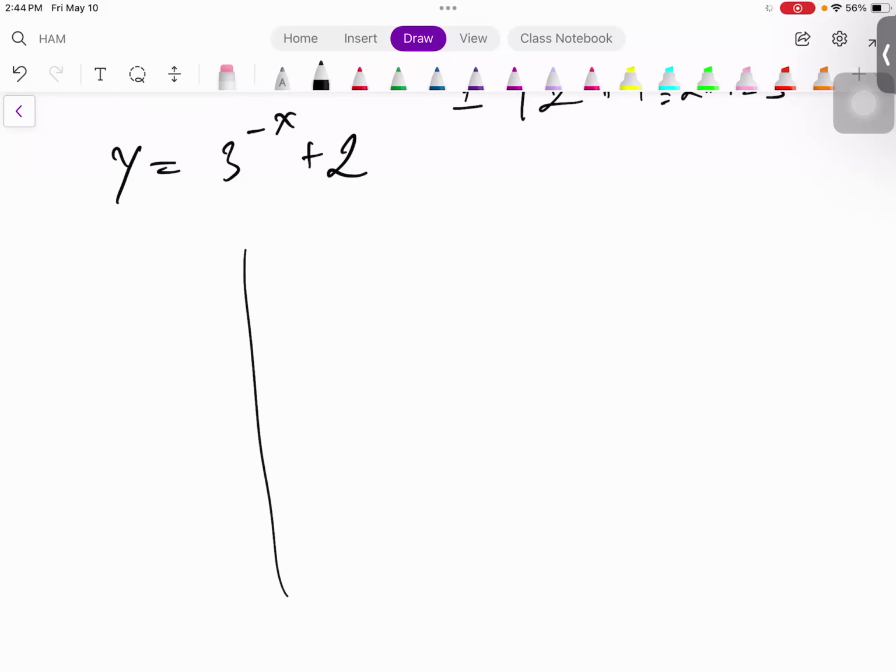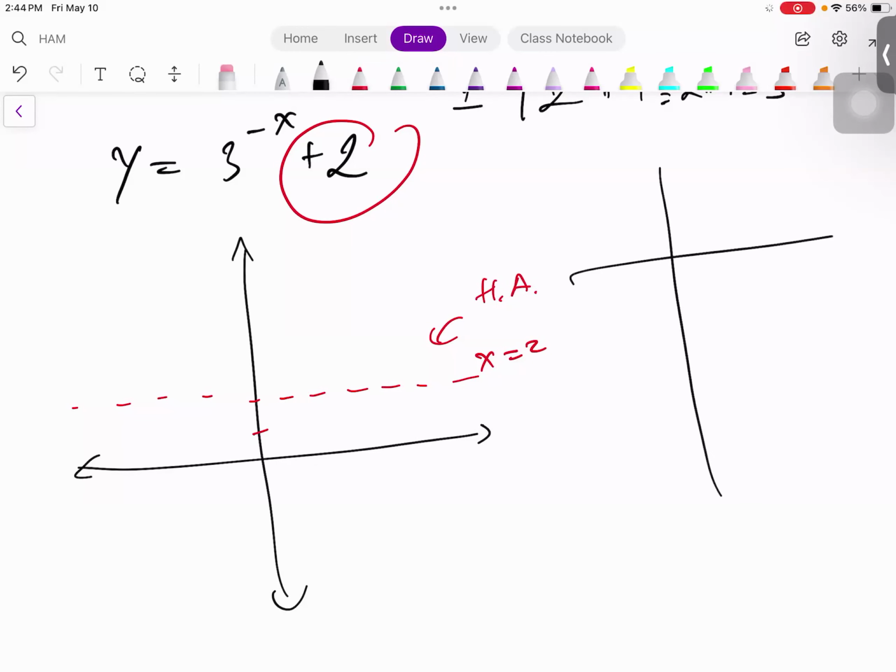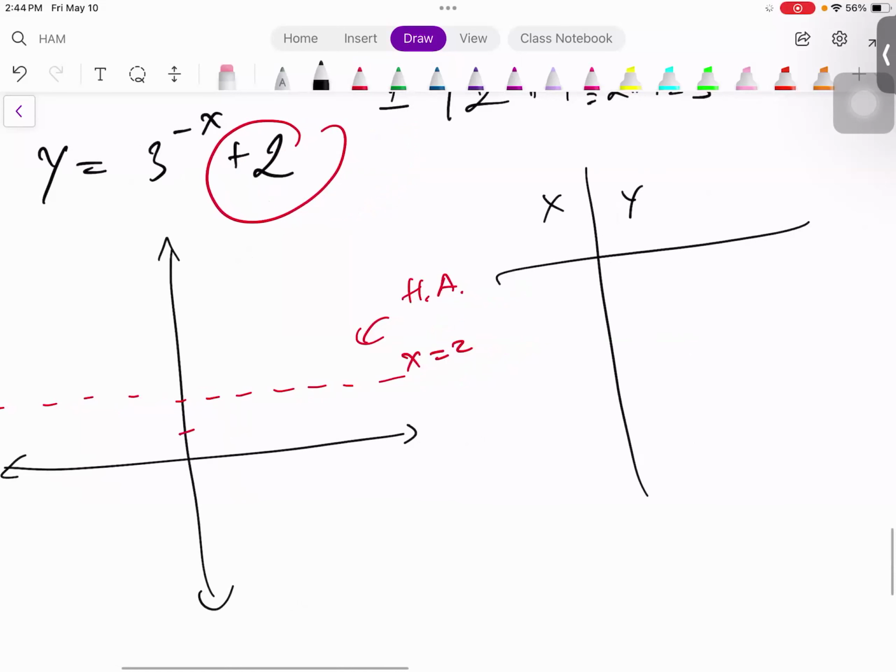Now let's do it. Where is the HA? Emily, where's the HA? x equal to 2, right? The 2 right here indicates that x equal to 2 is the horizontal asymptote. Now T table. What number do you want to put in here? Still the same. Very good.